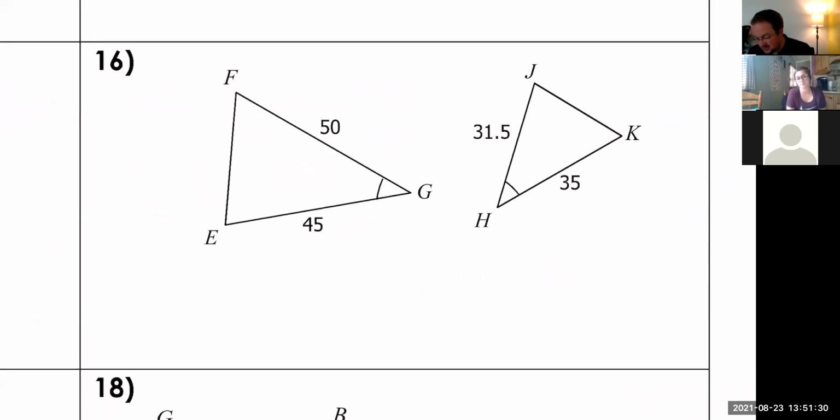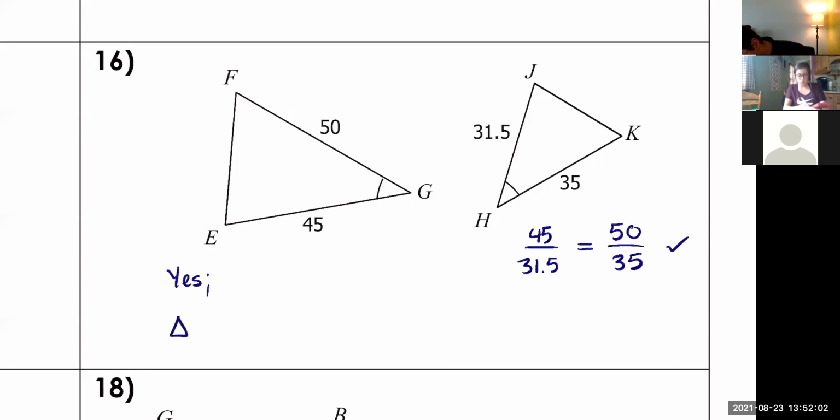16, again, we're given the included angles already identified as congruent. Assuming that it's a rotation, looks like the 45 would be paired with the 31.5. And that's hopefully equal to the 50 paired with the 35. Double check for me, but I'm pretty sure that those are also equal. If you want to do a quick divide. And if they are, in fact, we can then say that triangle EGF is similar to triangle JHK.